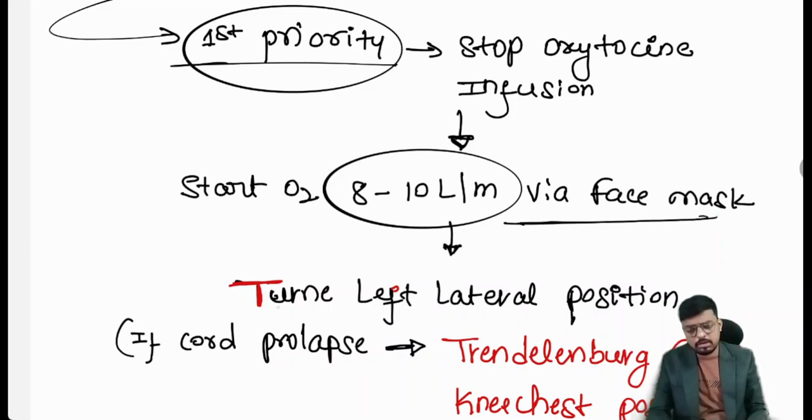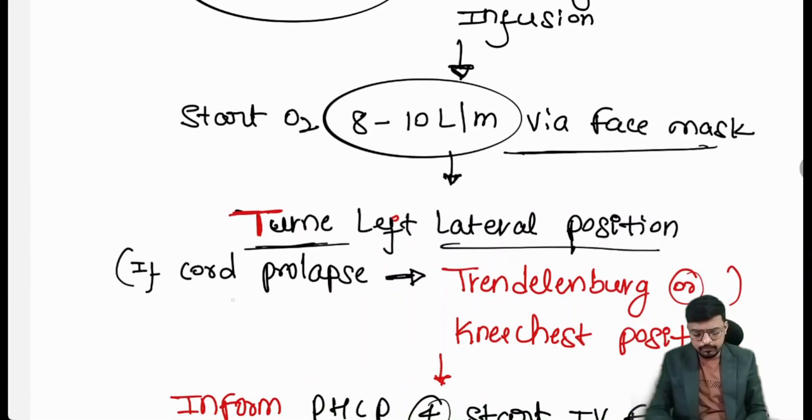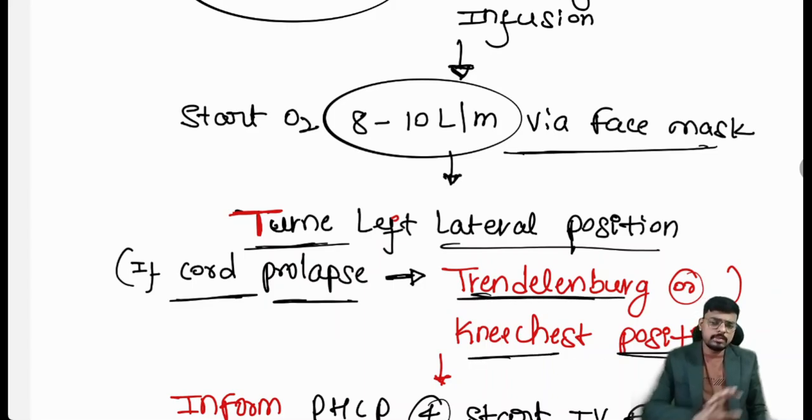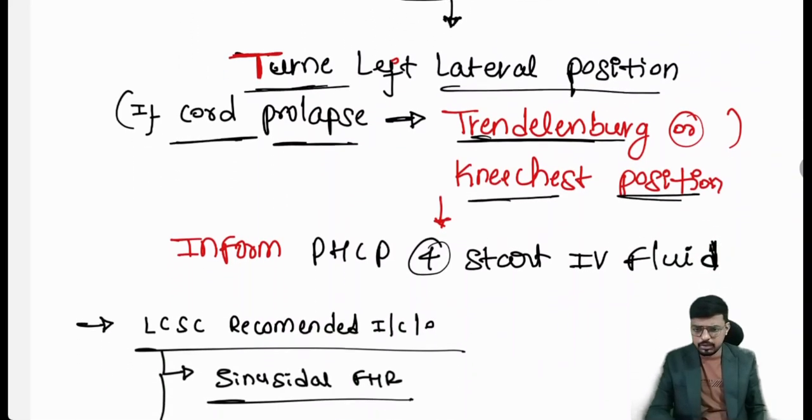Then the third priority is to turn the mother to the left lateral position. If you find that the umbilical cord has prolapsed, then turn the mother to the Trendelenburg position or the knee-chest position. If there is no prolapse of the cord, the left lateral position is the perfect position, in order to reduce supine hypotension syndrome.